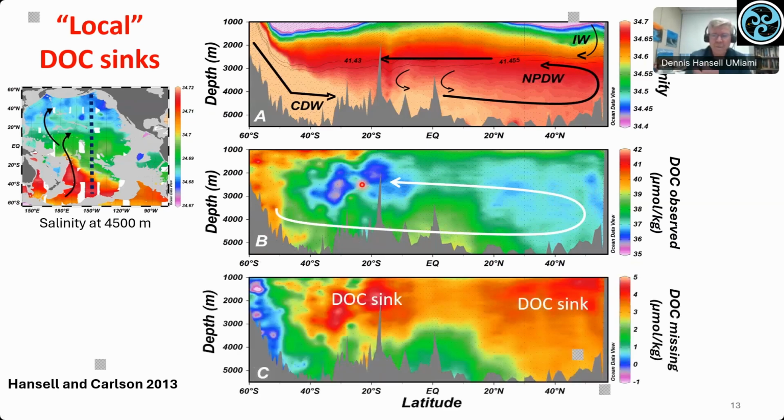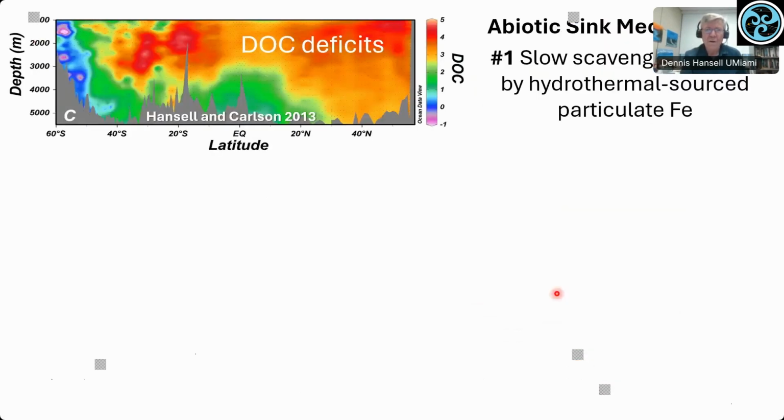And we can do some estimates based on what we expect to be there if it was all conserved versus what is there. And that allows us to determine how much DOC is removed in these two locations. So it's on the order of highs of 4 micromolar or so in these two locations. So there it is again.